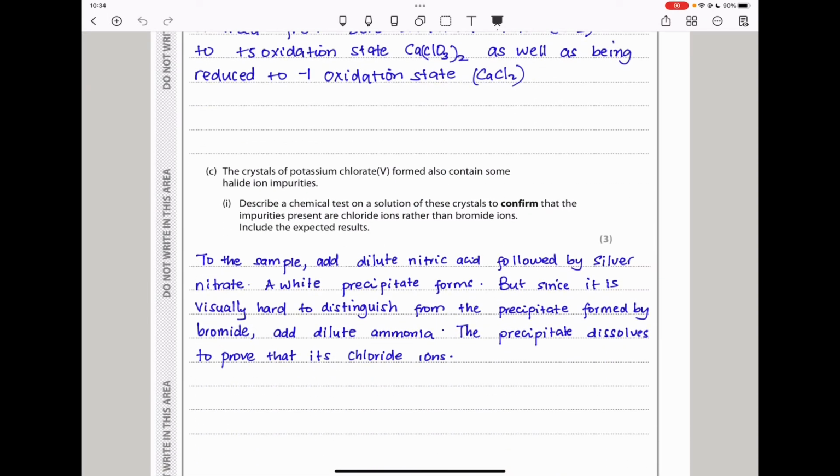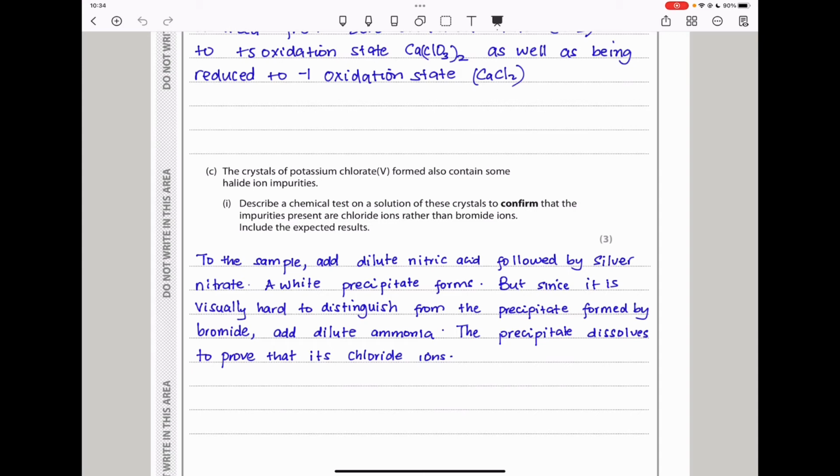Down here they say the crystals of potassium chlorate 5 formed also contain some halide ion impurities. They want you to describe a chemical test on a solution of these crystals to confirm that the impurities present are chloride ions rather than bromide and include the expected results. So this is basically testing a halide, and then later we observe if it's a white precipitate or if it's going to be a cream precipitate. So to do that, you have to use silver nitrate and nitric acid.